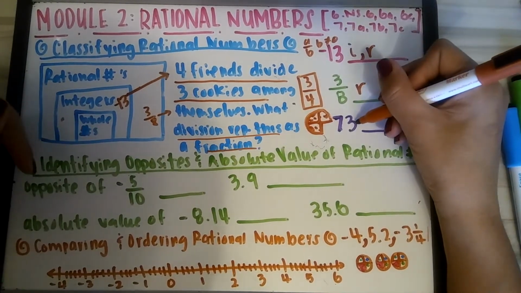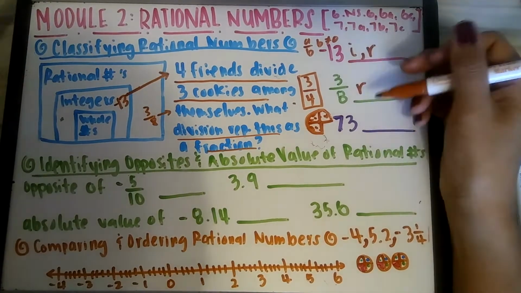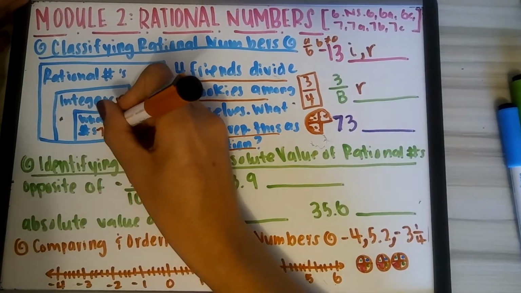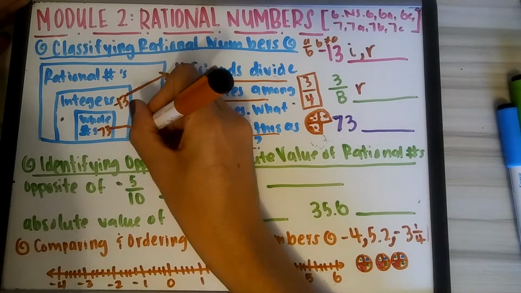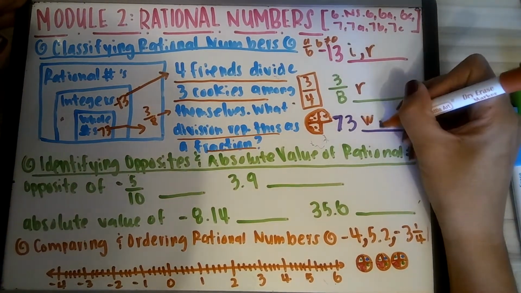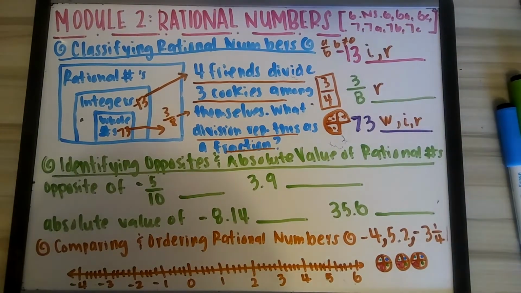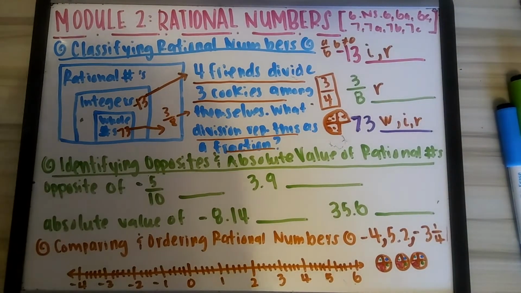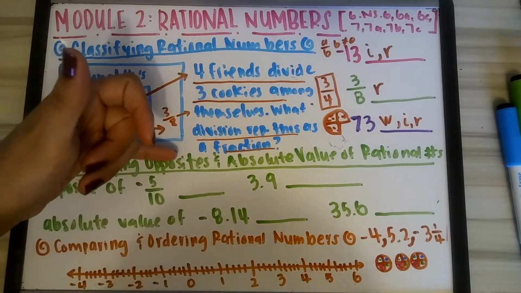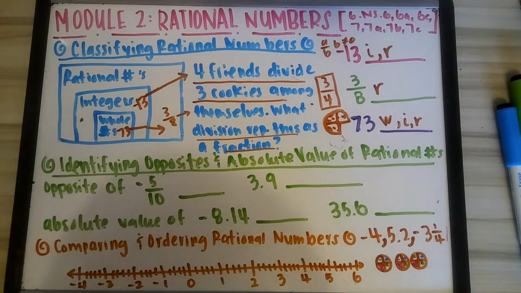73. I know that 73 is positive, and it doesn't have a fraction or decimal, so therefore it's a whole number. All whole numbers are integers, and all integers are rational numbers. So that one is going to be whole, integer, and rational. Okay, so here we go. Let's move on to identifying opposites and absolute values of rational numbers. Remember, opposites are basically the same digits, just with the opposite sign. So if it was a negative, it's going to be positive.